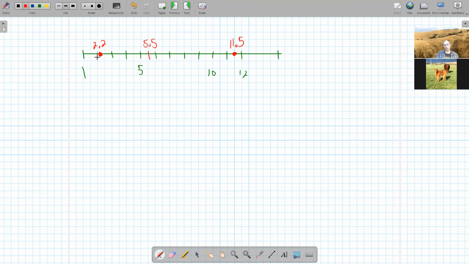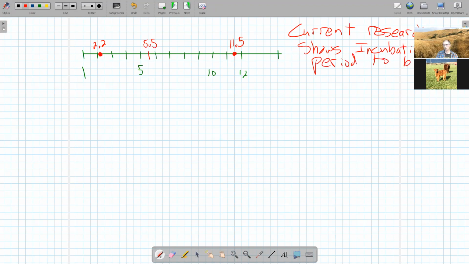Normal, if you remember from before, we talked about the empirical rule, and with the empirical rule, we believe that it's symmetric about the middle. And notice this one's a little bit skewed right. So current research shows the incubation period to be skewed right. And remember, the skew is always toward the tail.